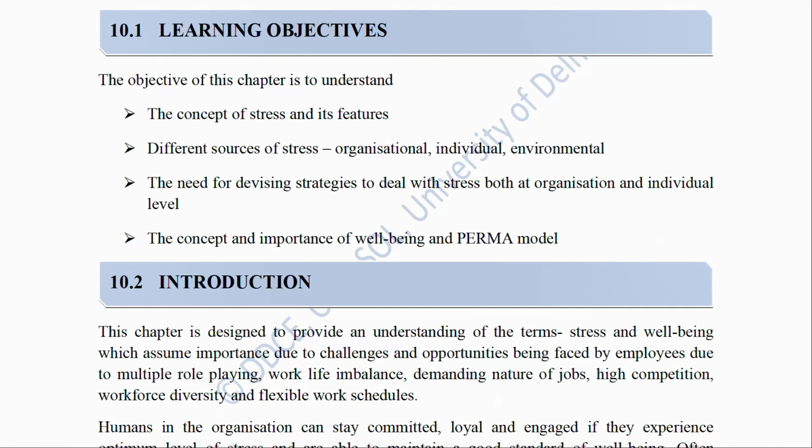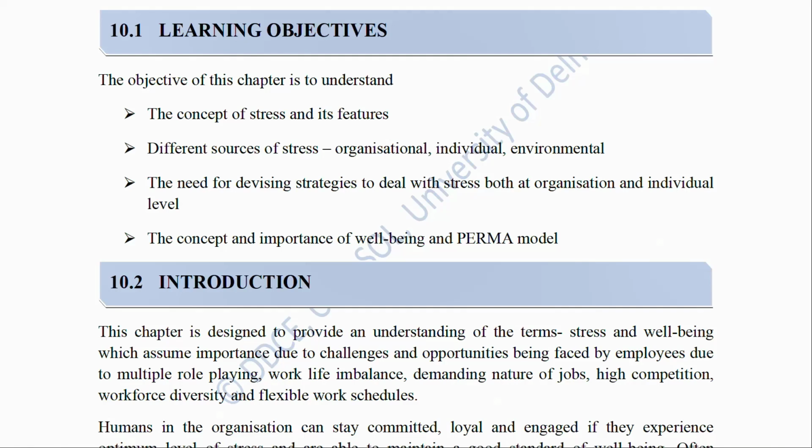10.1, Learning Objectives. The objective of this chapter is to understand the concept of stress and its features, different sources of stress: organizational, individual, environmental, the need for devising strategies to deal with stress both at organization and individual level, the concept and importance of well-being, and PERMA model.